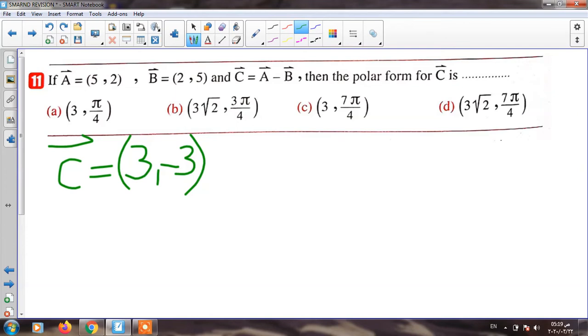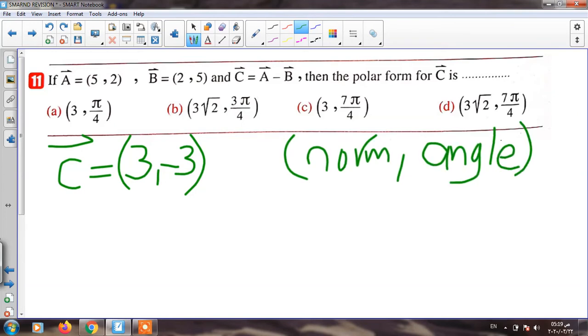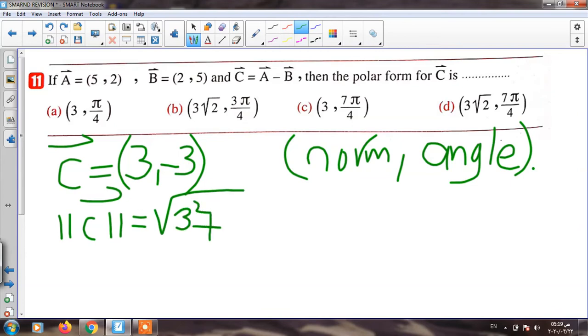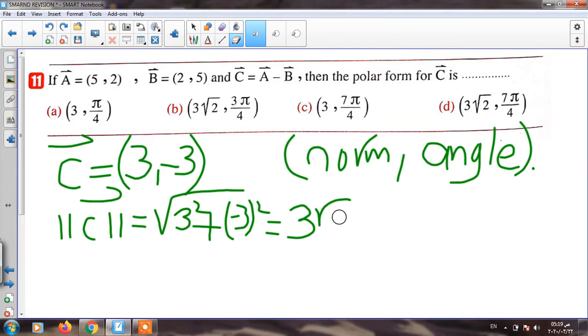How can I get the norm? So here we have the norm and here we have the angle. How can I find the norm of C? Let's remember, how can we get the norm of the vector? It's going to be the first squared plus the second squared. 3 squared plus negative 3 squared, it's going to be 3 root 2. This is our norm, 3 root 2, length unit, whatever.